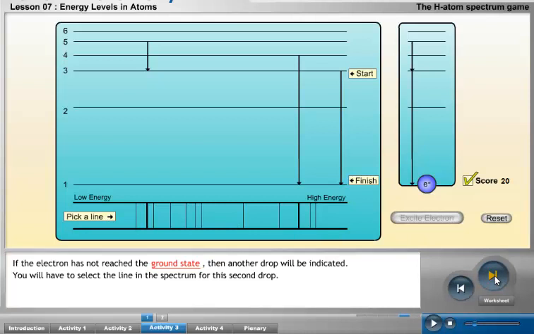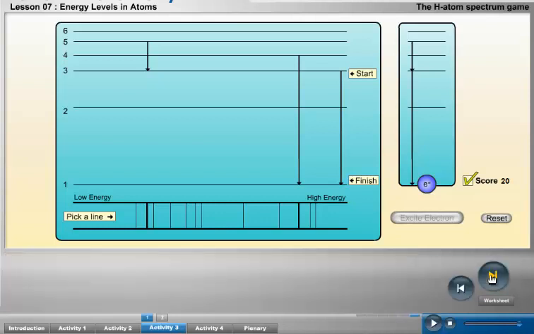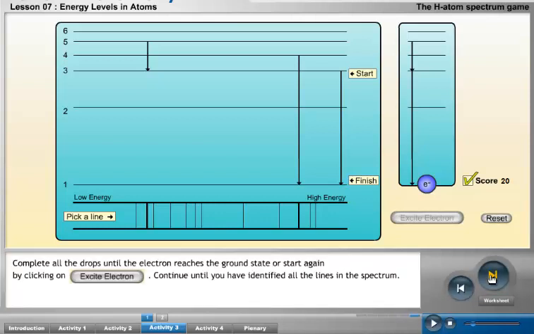If the electron has not reached the ground state, then another drop will be indicated. You will have to select the line in the spectrum for this second drop. Complete all the drops until the electron reaches the ground state, or start again by clicking on Excite Electron. Continue until you have identified all the lines in the spectrum.